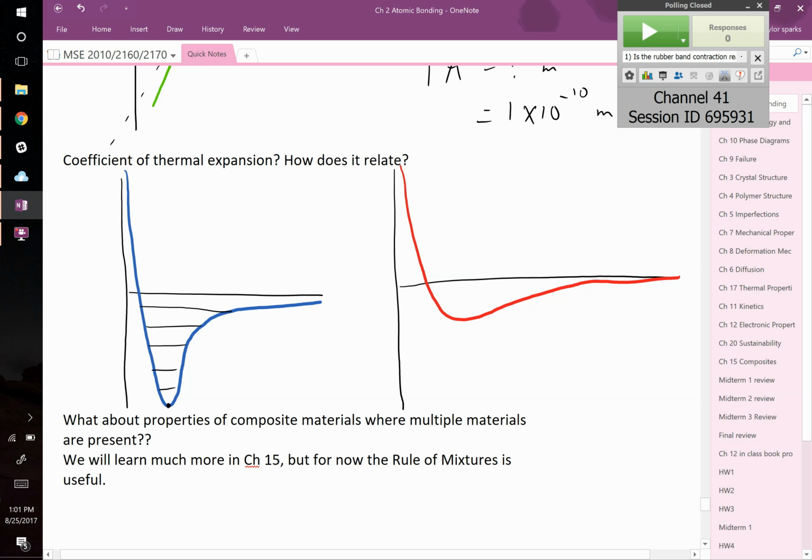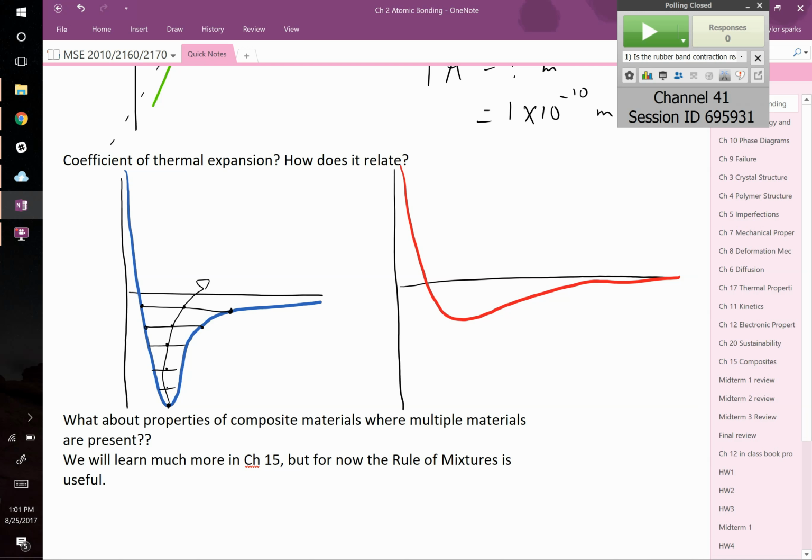So at any given point, what's the average position between this point and that point? It would be maybe right there. Between this point and that point, maybe there. So you can see that our average position is actually increasing, right? The average interatomic spacing is increasing as you heat this thing up. That makes sense? Are there any questions about this?